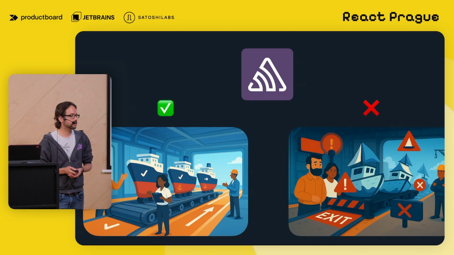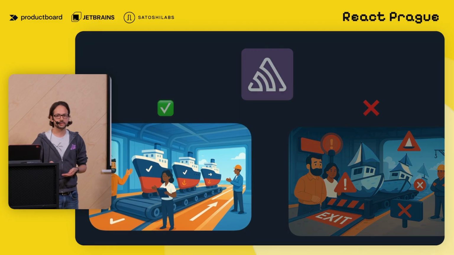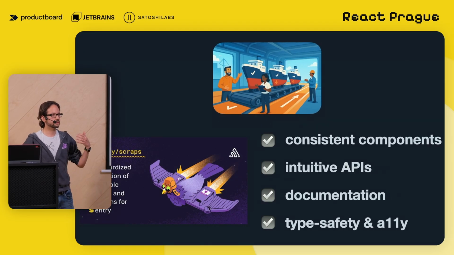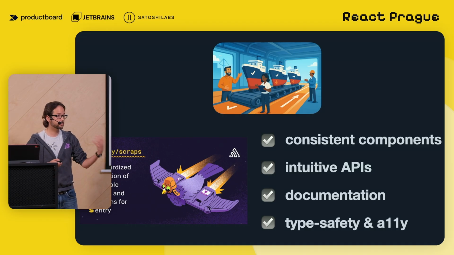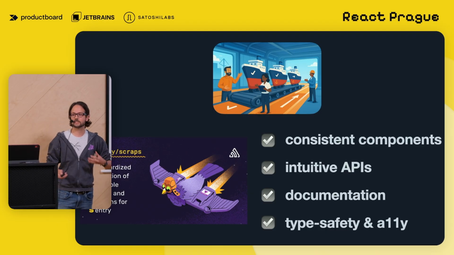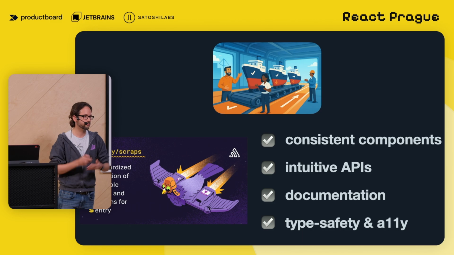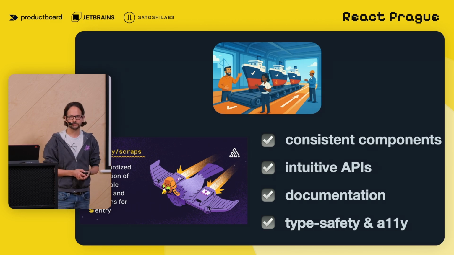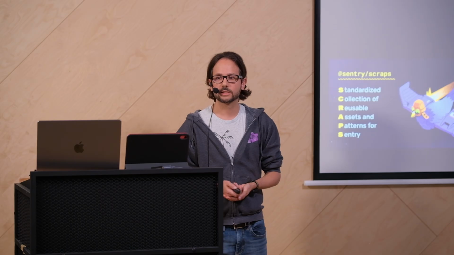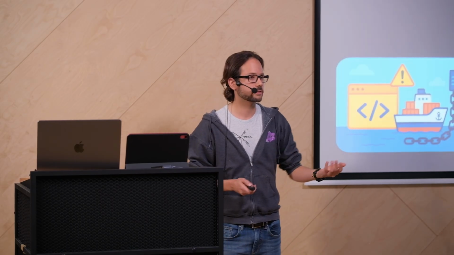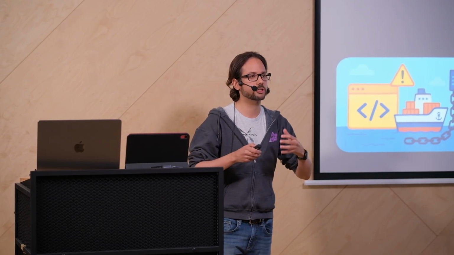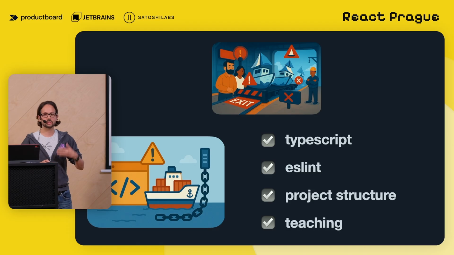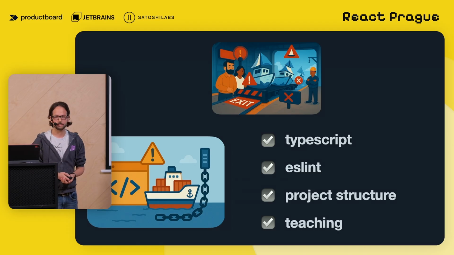Now, to get there, a big part of our team's job is to build a design system, a library of consistent components that are reusable with good APIs, with type safety built in, with accessibility built in, but also with good documentation, because components need to be easily discoverable so that product developers can compose them and ship the product fast without breaking things. But for the second point, we are actively working on constraints. So things like setting up TypeScript correctly, ESLint, but also having a good project structure, and of course documentation and teaching and knowledge sharing play a role there as well.